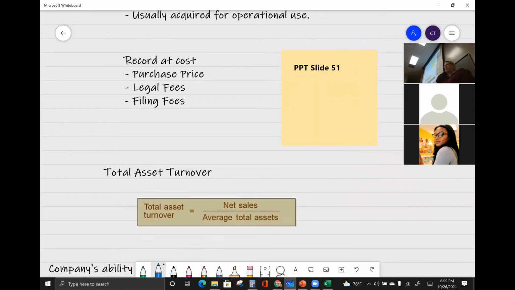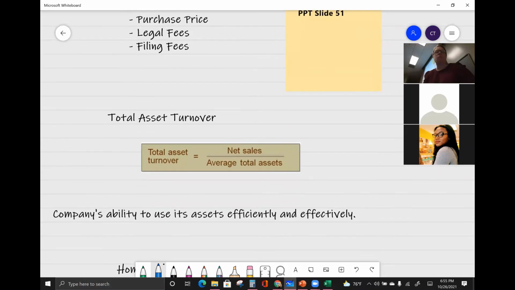So what happens when you record that? You would record it the same way you would other assets. You would have to have some kind of monetary value associated with that. So you would have your purchase price, your legal fees, and your filing fees. So put them all together, put them on the books just like a regular asset. And then this is our formula for this week.